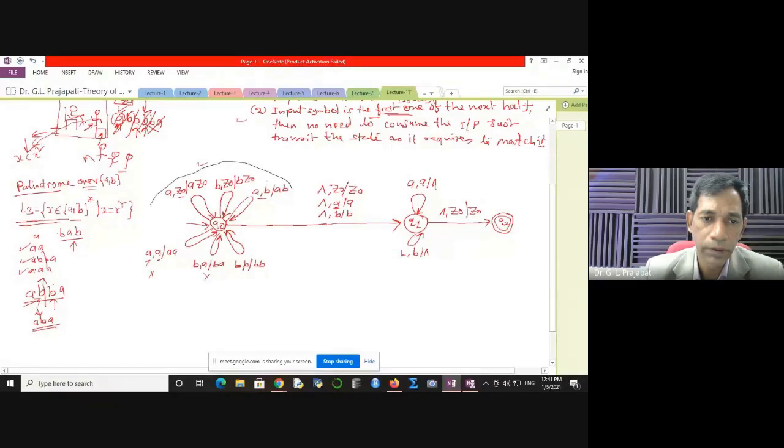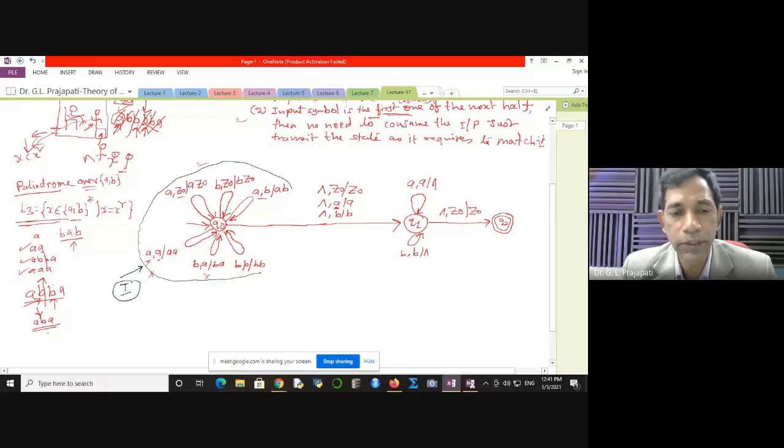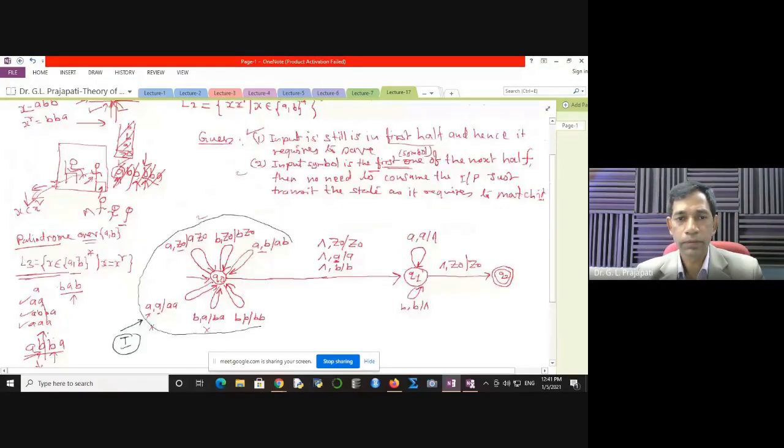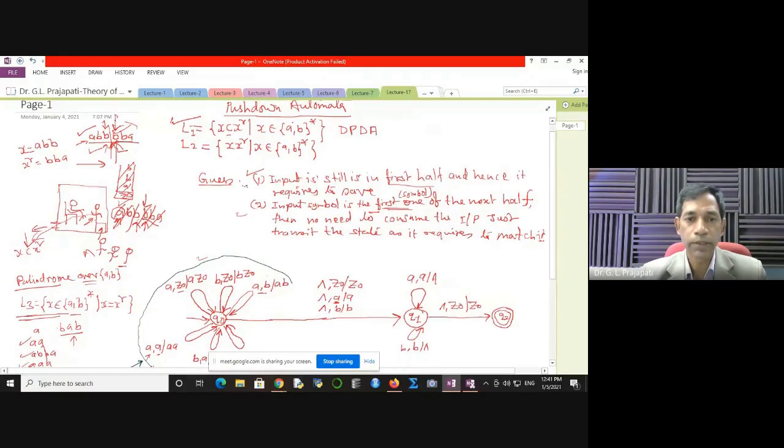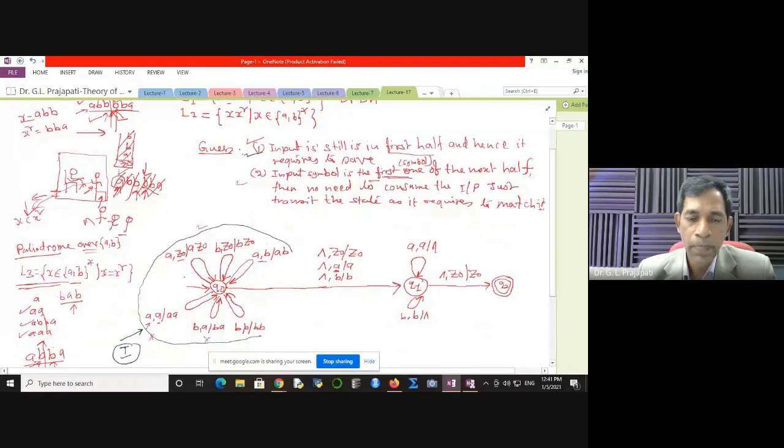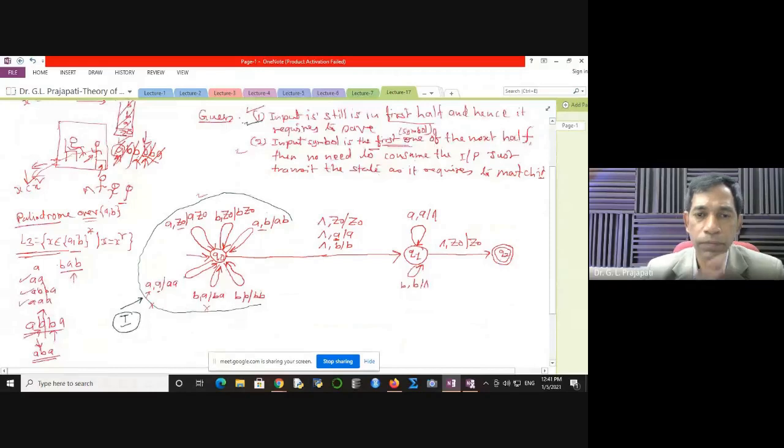This corresponds to the guess your machine is going to make for guess 1. What is guess 1? The machine thinks that the input is still in the first half, and hence it requires saving it, because later you need to match.